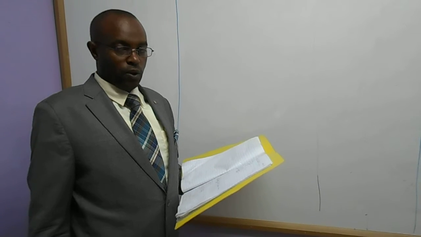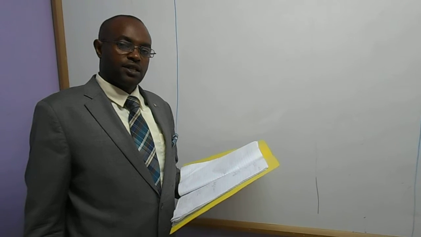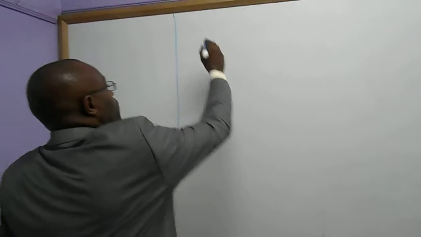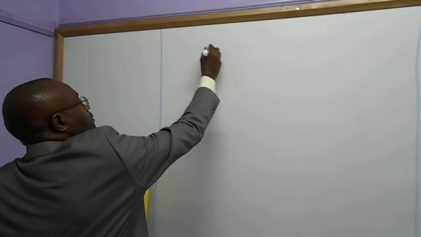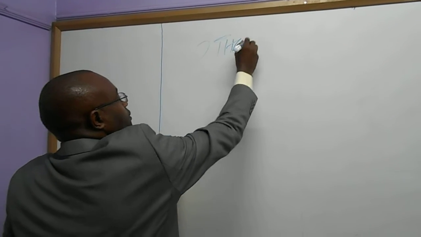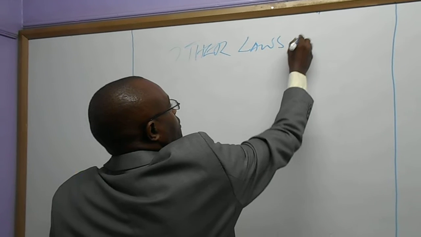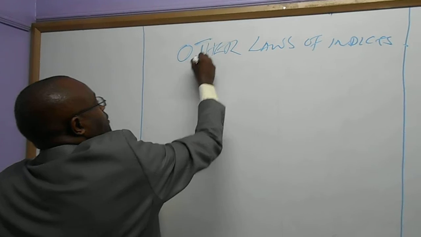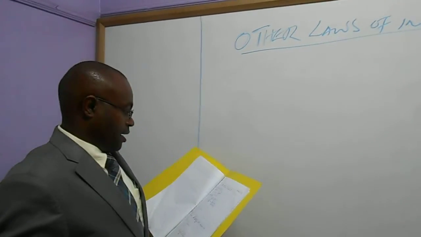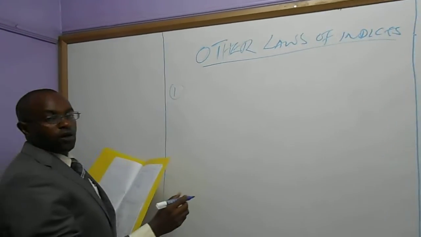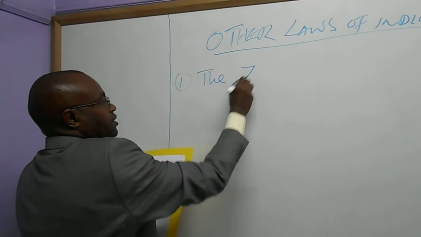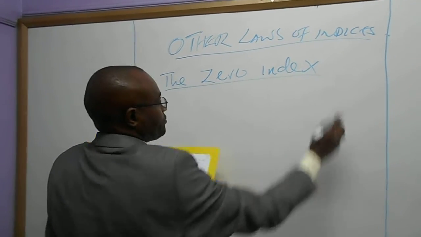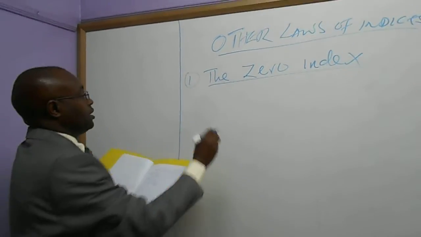Today we are going to look at other laws of indices that are very, very essential in handling problems related to this topic. So, other laws of indices. Now, the first one we are going to look at is what we call the zero index. The zero index.